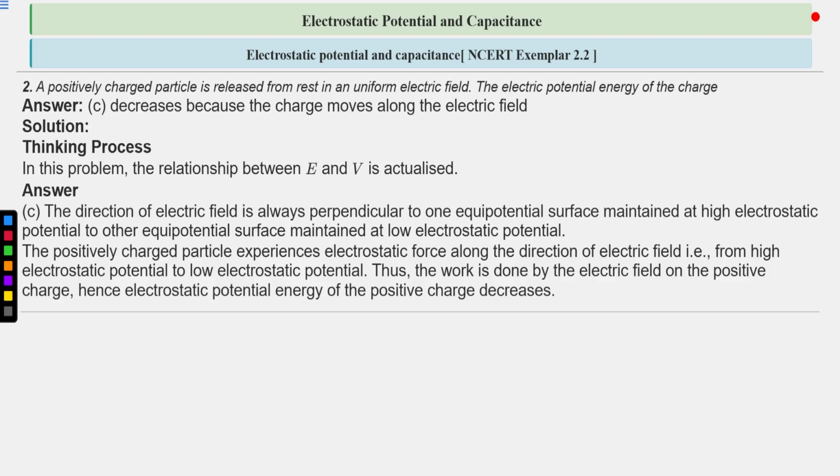Thus the work is done by the electric field on the positive charge. Hence the electrostatic potential energy of the positive charge decreases. So work is done by the conservative forces, so potential energy will decrease.